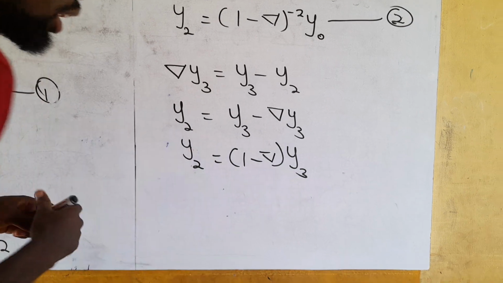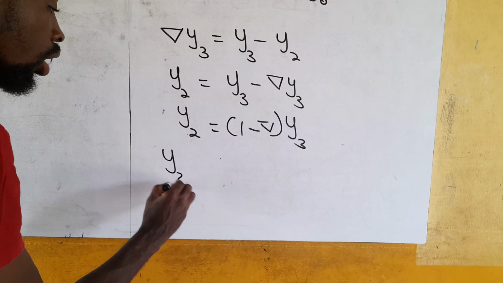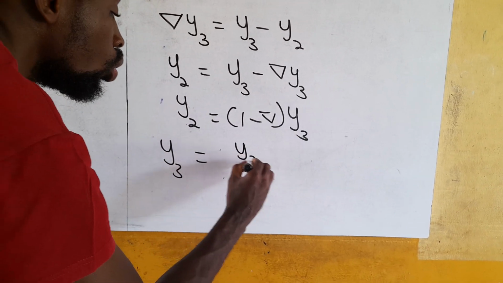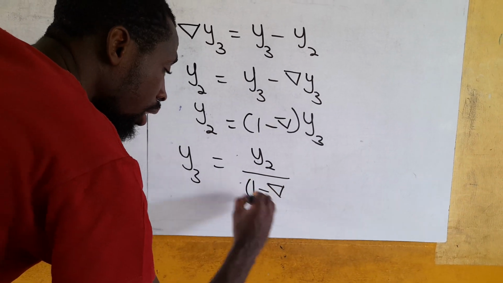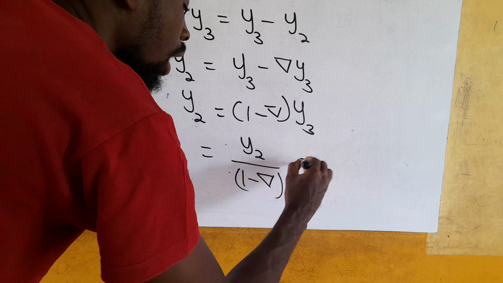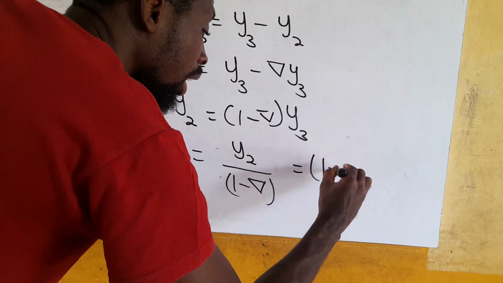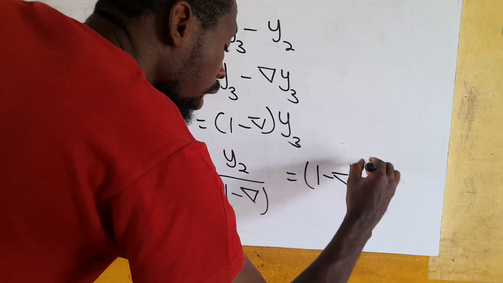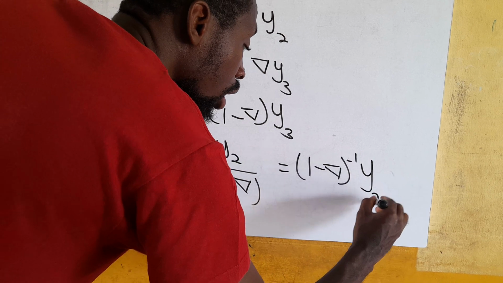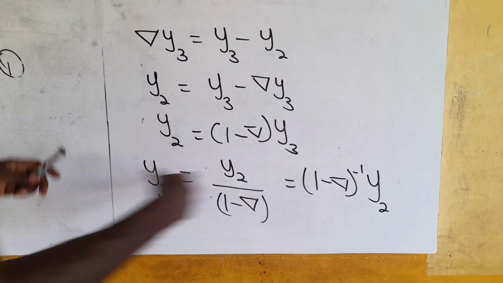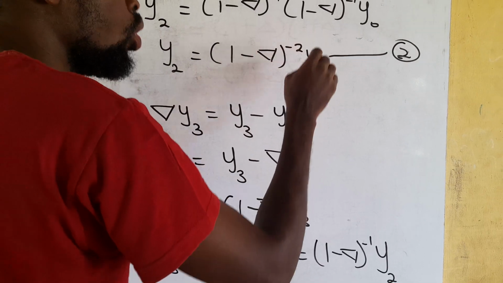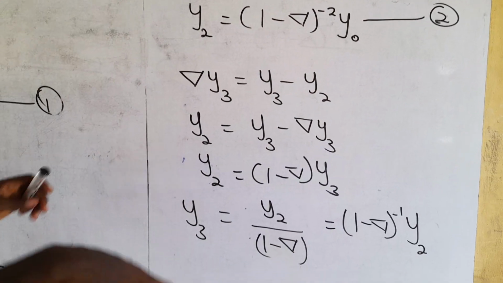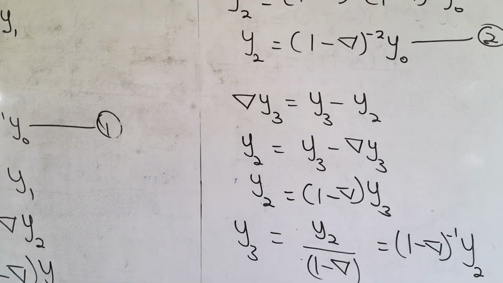We can make y3 the subject. So our y3 will be equal to y2 all over 1 minus nabla, not delta, nabla. So we can rewrite this as (1 minus nabla) exponent negative 1 y2. And what's our y2? Our y2 is (1 minus nabla) exponent negative 2 y0. So we substitute there to get our y3 proper.